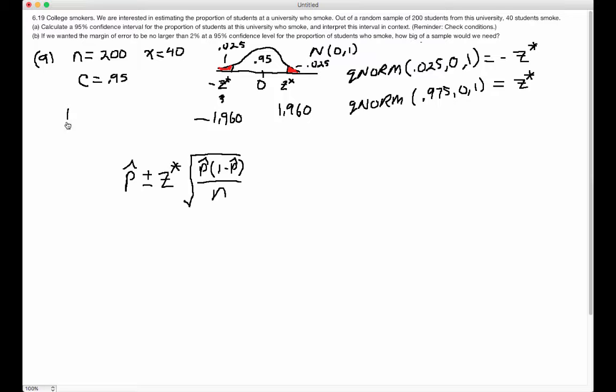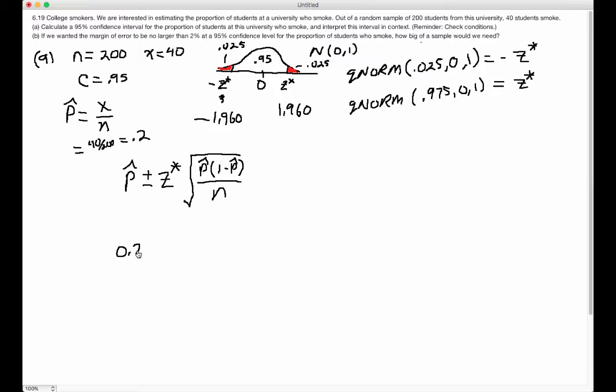So first of all, I'm going to go calculate p hat here. P hat is equal to x over n, which is equal to 40 over 200, which turns out to be 0.2. So our estimated proportion of smokers is 20%. So what we want to do is build a 95% confidence interval about that point estimate.